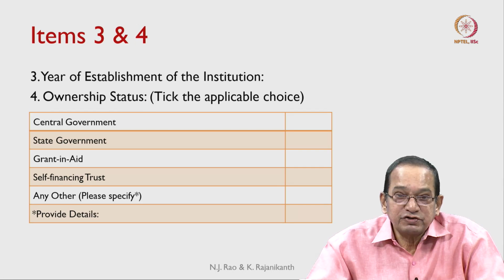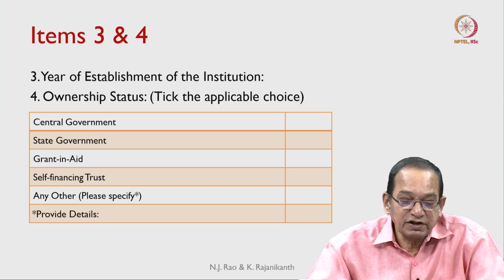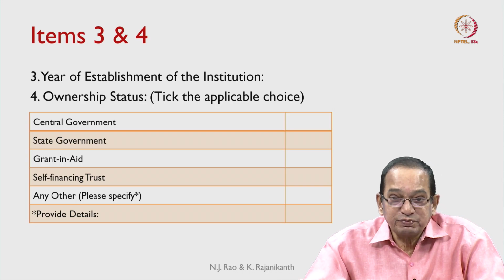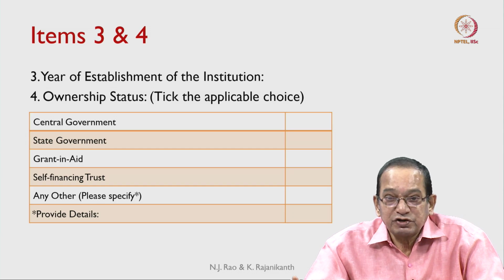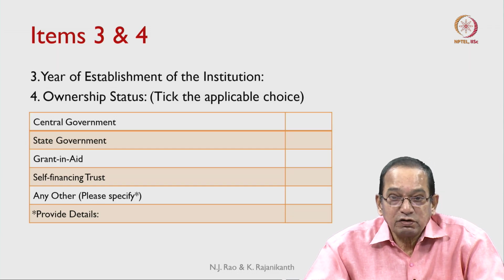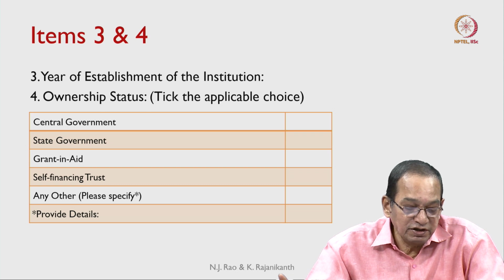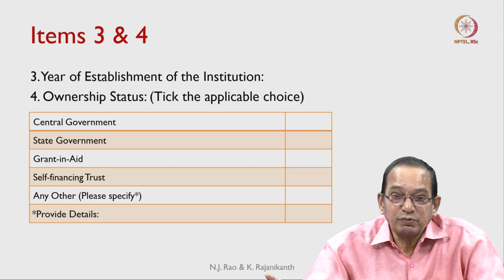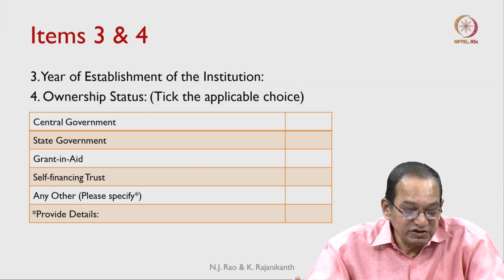Then the next 2 items are basic information like year of establishment of the institution. Then ownership status. So, the ownership can be central government, state government or grant in aid or self-financing trust or any other. So, for example, it could be a corporate also. So, please specify the ownership status.